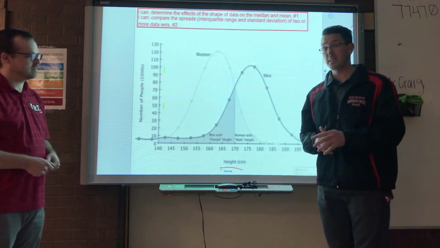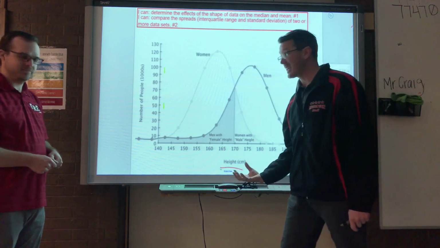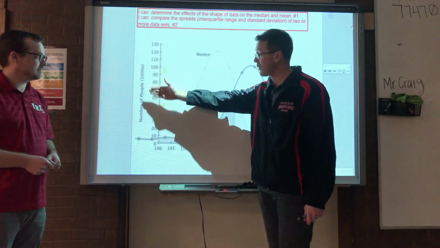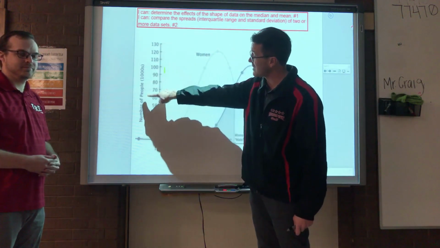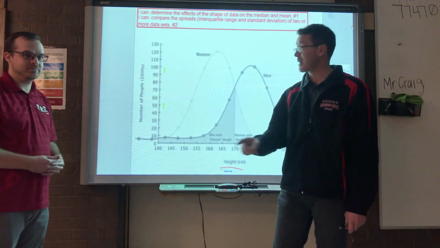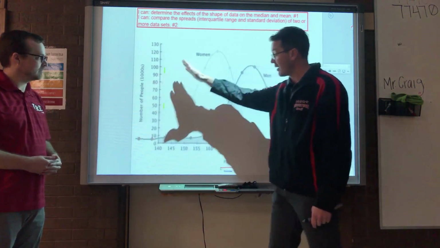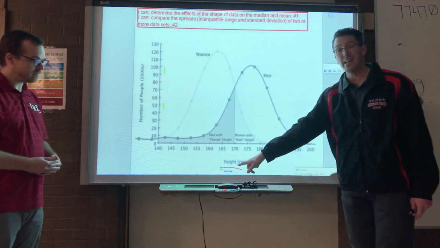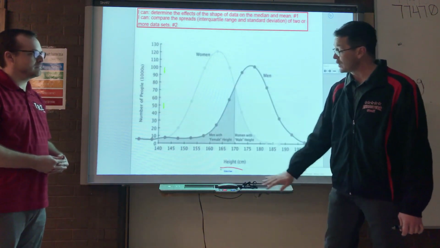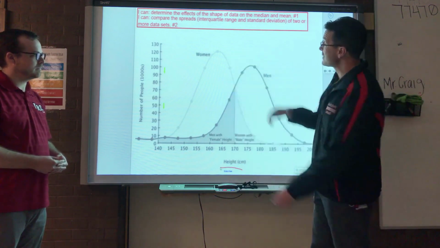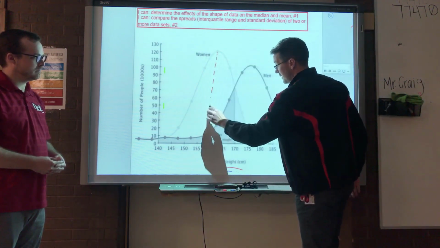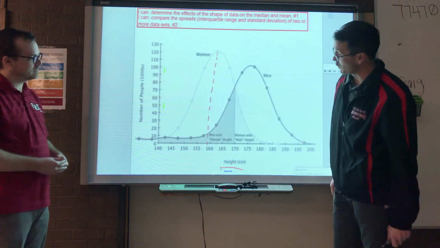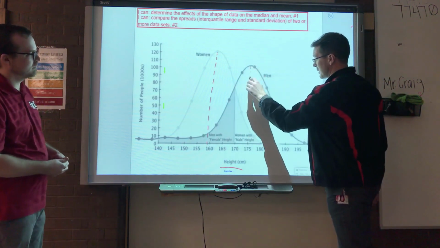That is a common mistake people make. When you're looking at data or graphs, you need to make sure you're looking at what's going on here. On the side here, it says number of people. When we did histograms, we called this the frequency. On the bottom, though, it's reading from left to right, and it's saying the height in centimeters. And so if you look at it that way, you'll notice that the women's height is somewhere around there, and the men's height is somewhere around here.